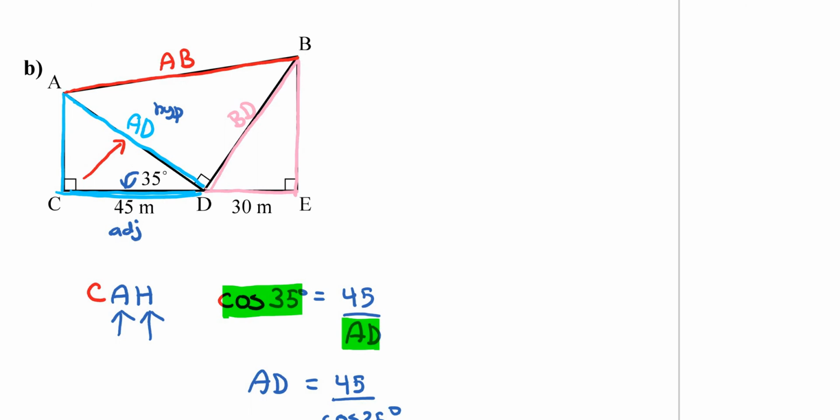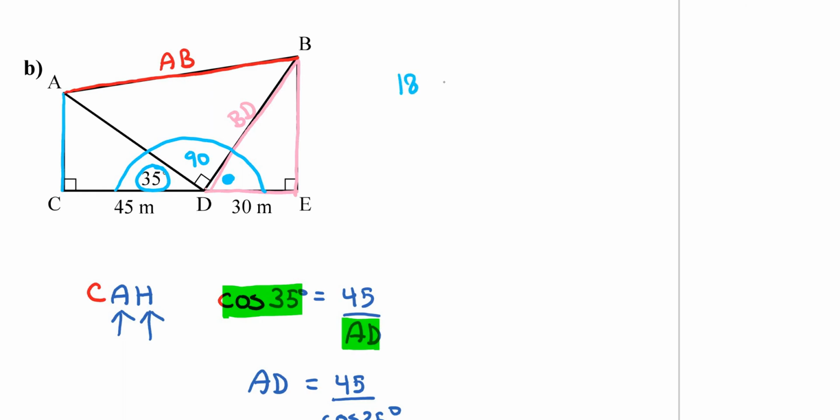Now, looking at the pink triangle, let me just erase all this. You might want to find this angle right here in light blue. I know I'm given 35 degrees, and I know this is 90 degrees. That whole angle adds up to 180 degrees. So if I take 180 degrees, take away the 90 and the 35, that will give me the missing angle there. So I get a value of 55 degrees.